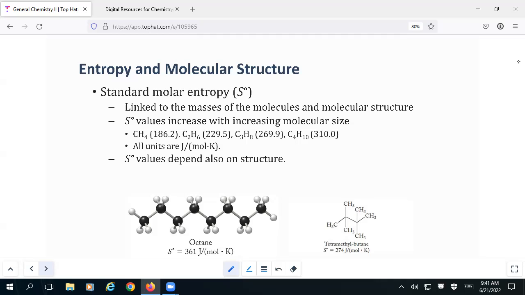But we also have to look at structural kinds of things as well. These two molecules on the bottom here have the same chemical formula. They're both C8H18. The difference is how they are arranged. Octane has put them into more of the traditional 8-carbon chain, whereas tetramethylbutane has rearranged those 8 carbons and kind of stacked them on top of each other.